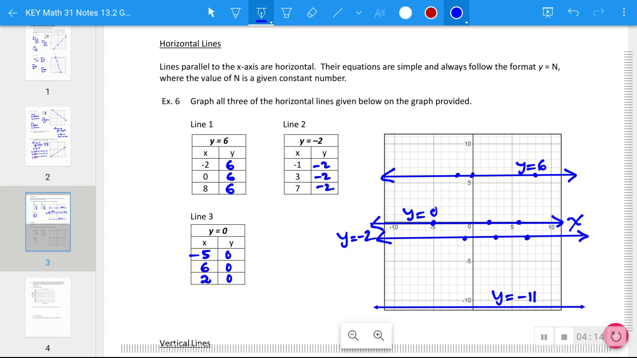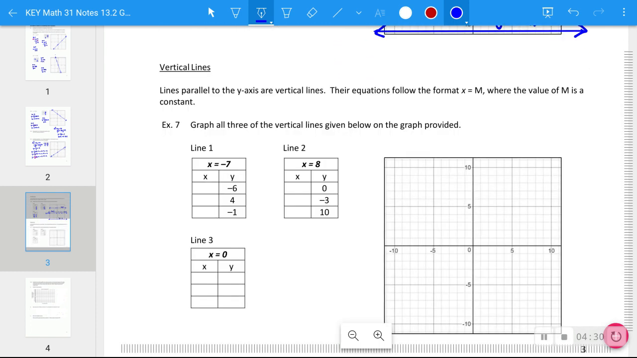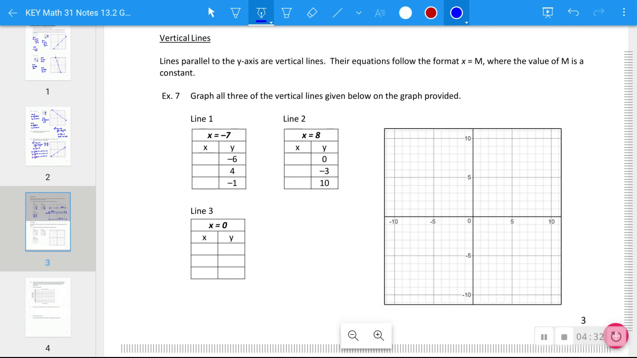Now, you'll notice that they all run parallel to the x-axis, so it's a little bit of irony here. All of the lines are y equals, but they are parallel to the x-axis. So if you can remember it that way, they're parallel to the axis that has the opposite letter on it. Okay, now vertical lines work in a similar way. This time we're constrained by a formula that says x is some fixed value. So for instance, that might be x equals -7, or x equals 8, or x equals 0.